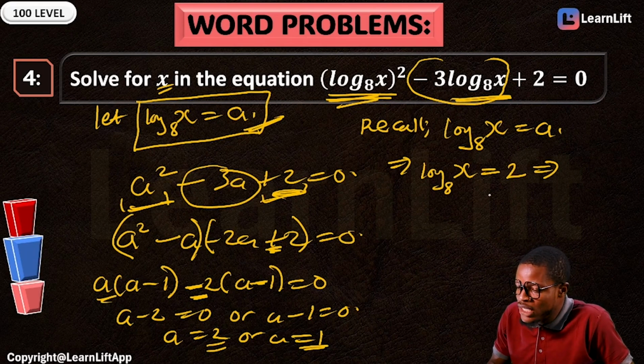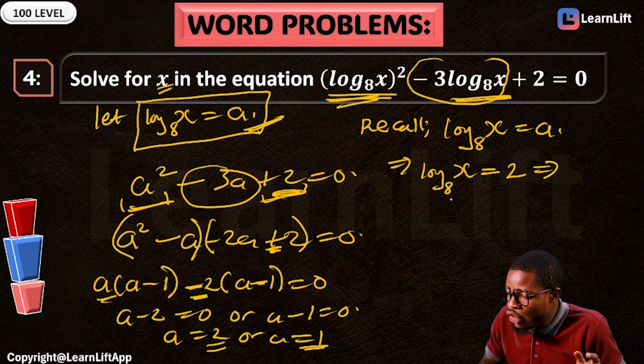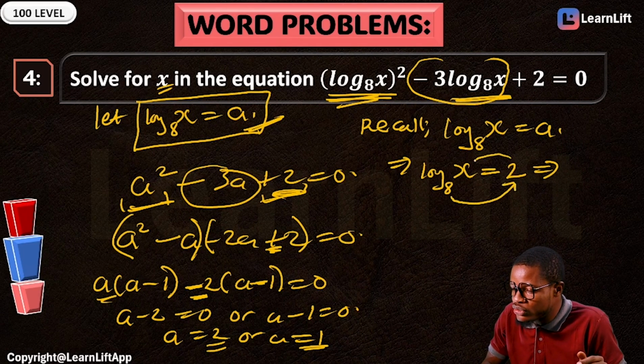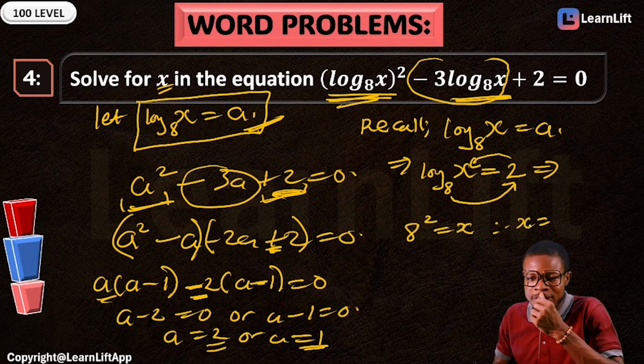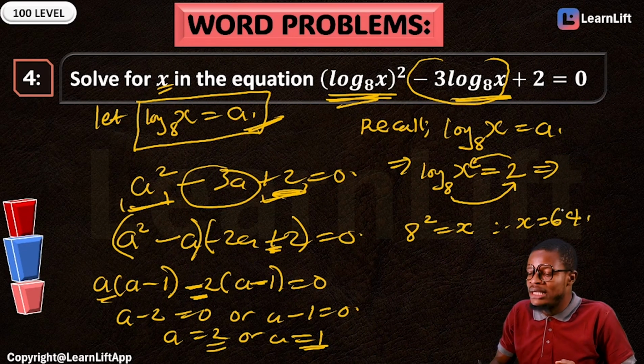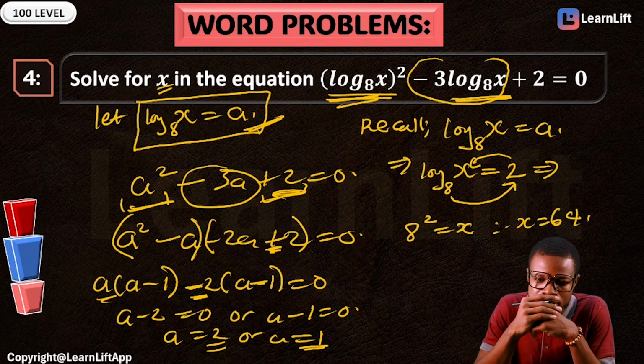The first way is from the definition of logarithm. Now this 8 raised to the power of 2, what is it going to give us? It's going to give us x. That means 8 raised to the power of 2 is equal to x. Therefore, our x is equal to, what is 8 squared? 64 is the answer. That's the first way.